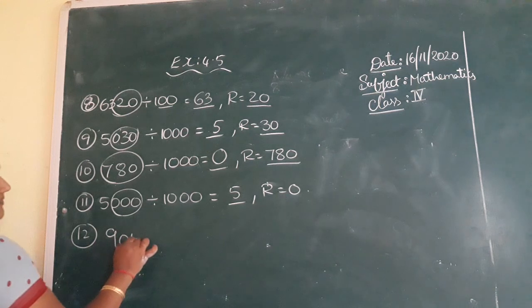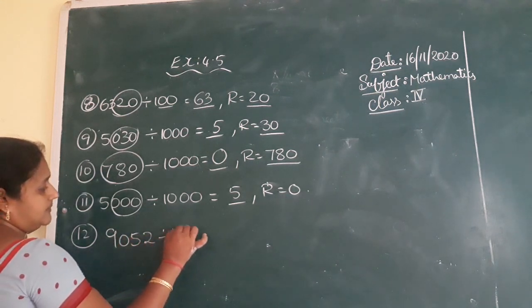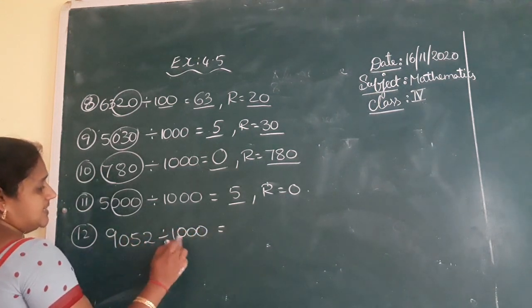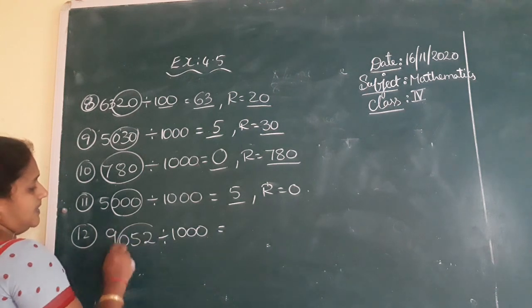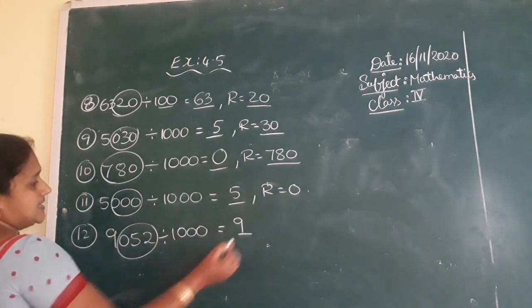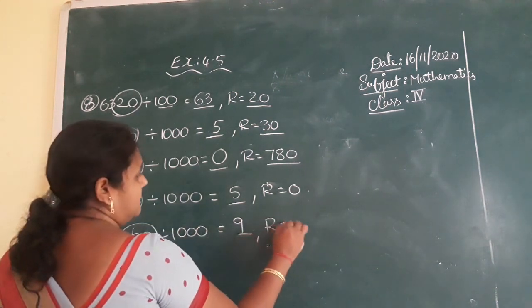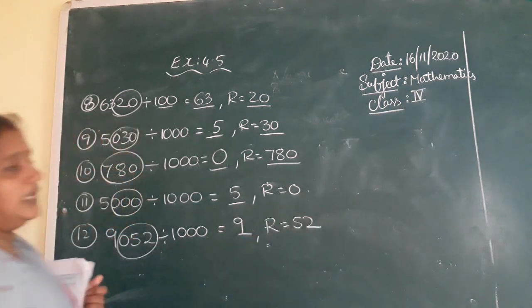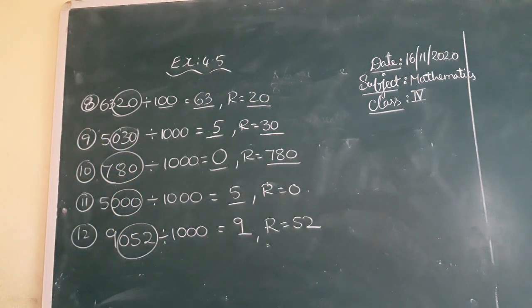So 9052 divided by 1000. Ones, tens and hundreds places. Okay, 9 is the quotient and the remainder is 52. Like that you can do the divisions with 10, 100 and 1000. So children, now let us start the story problems in division. See the first one, exercise 4.6, first one.